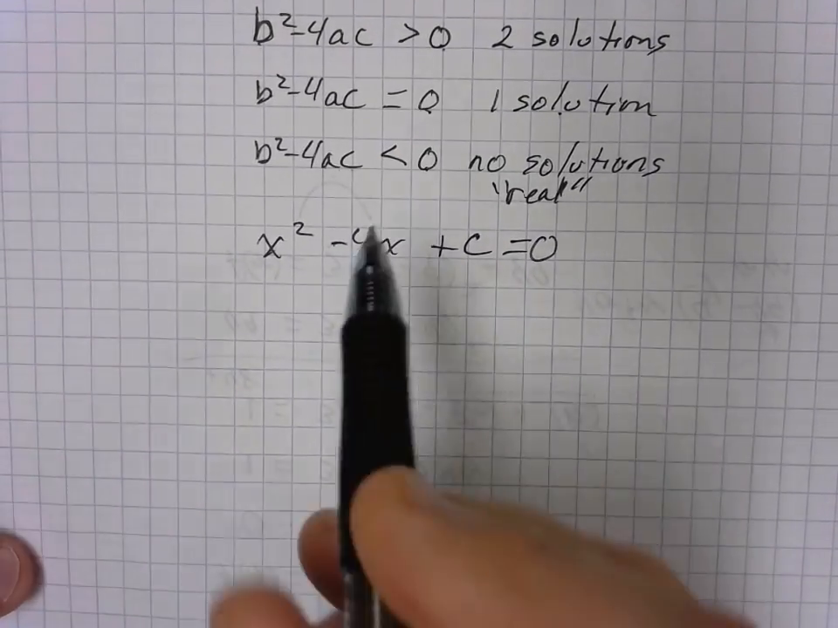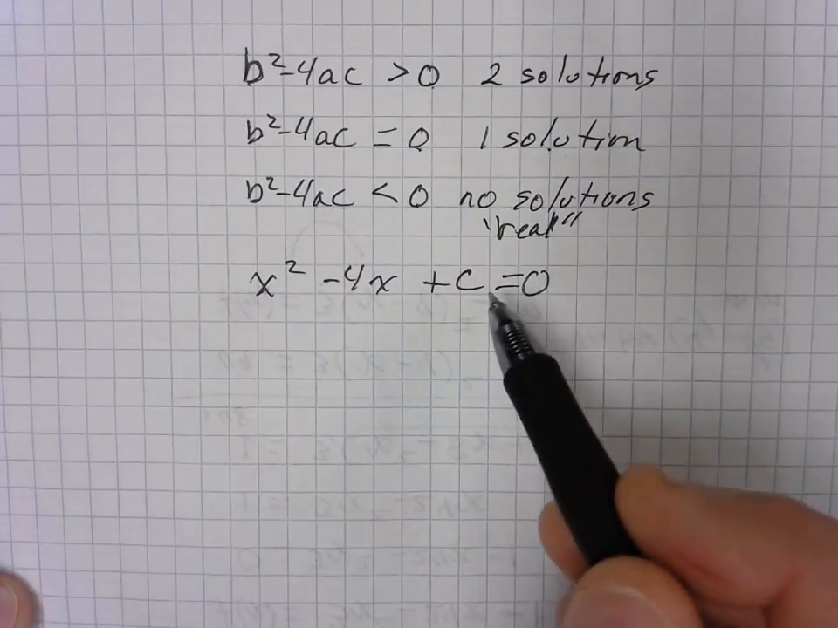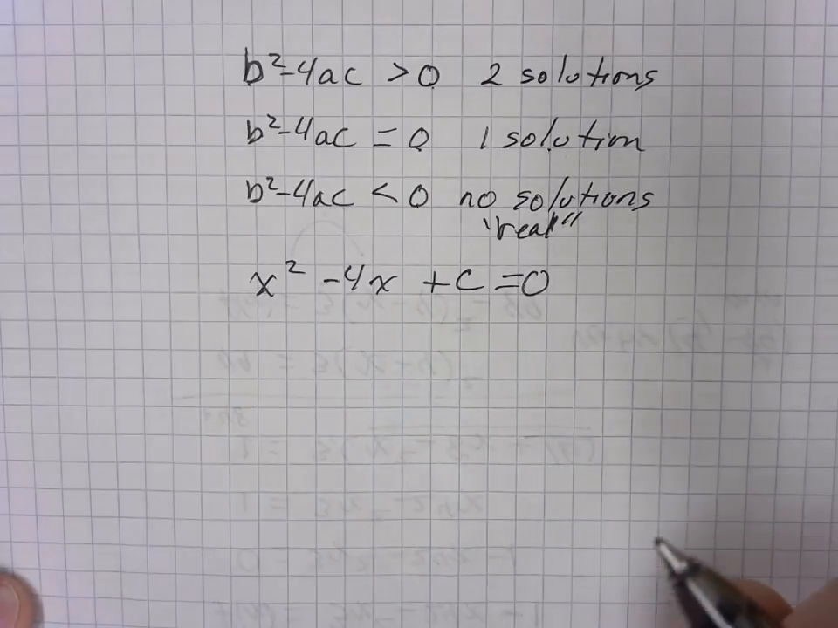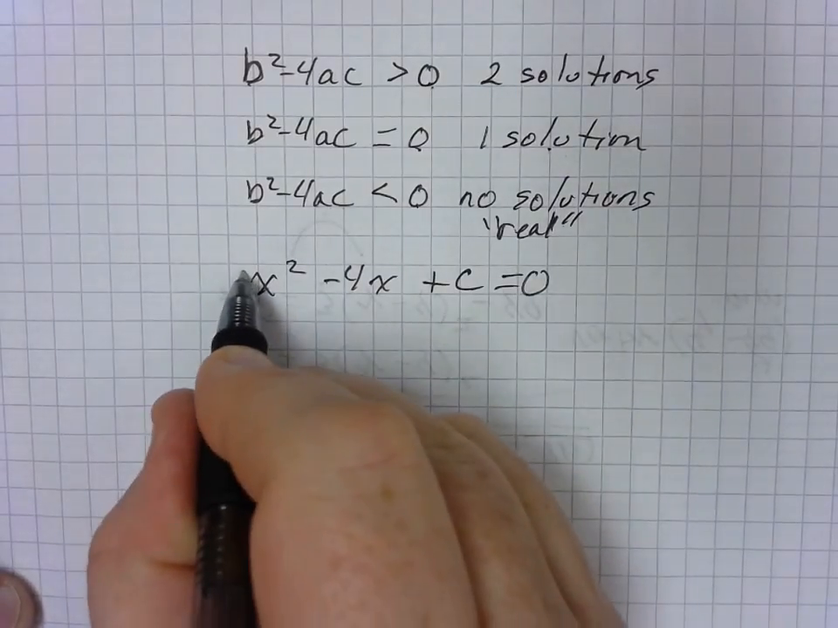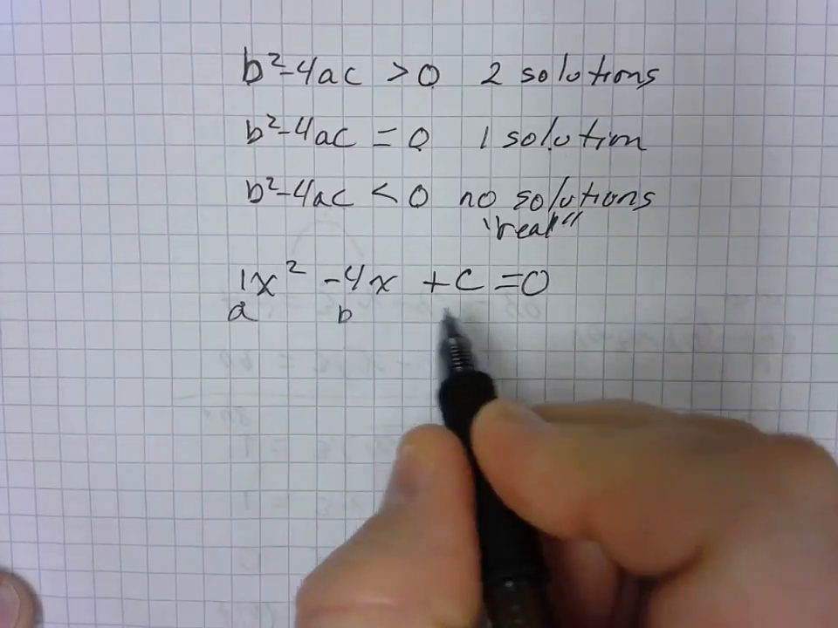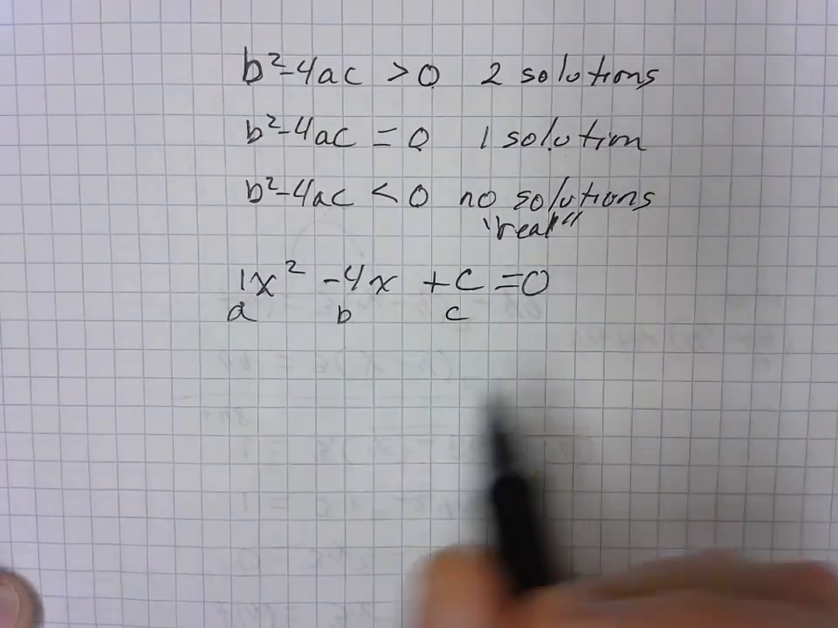Here's an example of a quadratic that's missing a c value, and we can answer the value of c that causes 2, 1, or no solutions. So we're going to use a value of 1 and our b value is negative 4, and we're just going to leave c as c. So let's come up with a two-solution scenario.